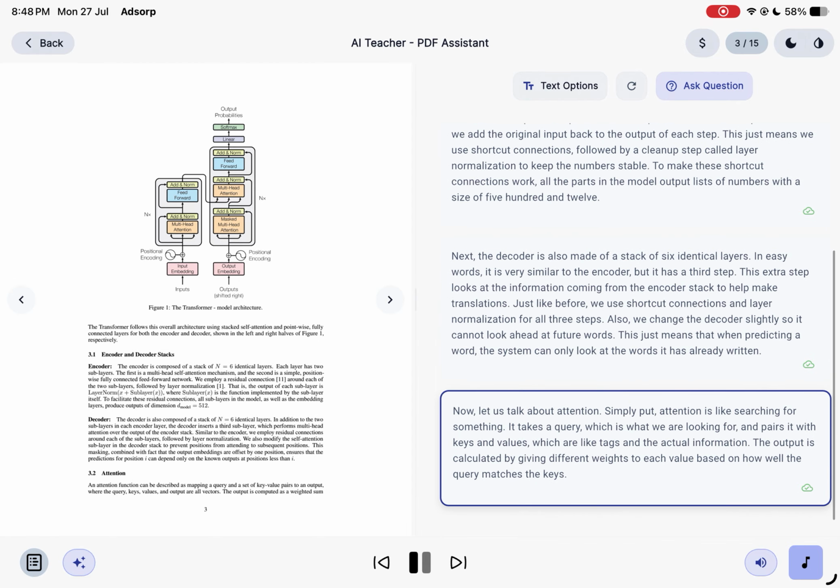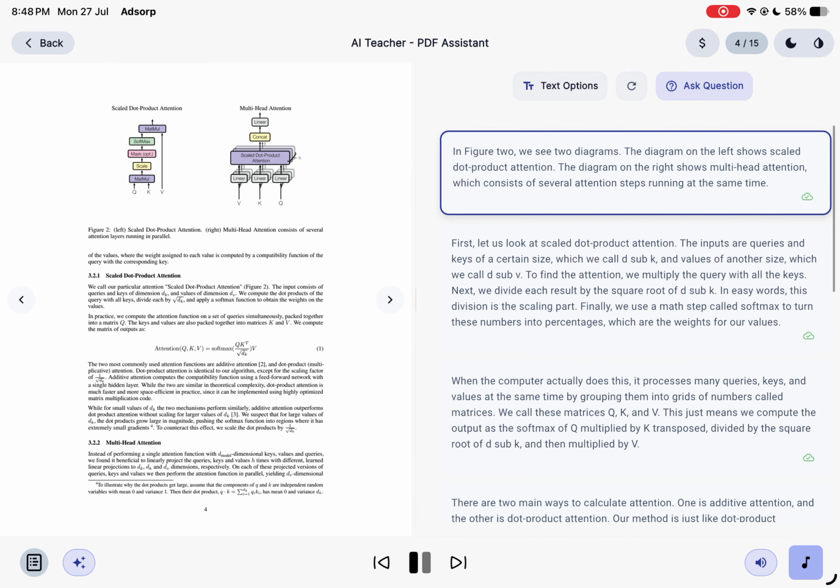Now, let us talk about attention. Simply put, attention is like searching for something. It takes its query, which is what we are looking for, and pairs it with keys and values, which are like tags and the actual information. The output is calculated by giving different weights to each value based on how well the query matches the keys. In Figure 2, we see 2 diagrams. The diagram on the left shows scaled dot product attention. The diagram on the right shows multi-head attention, which consists of several attention steps running at the same time.